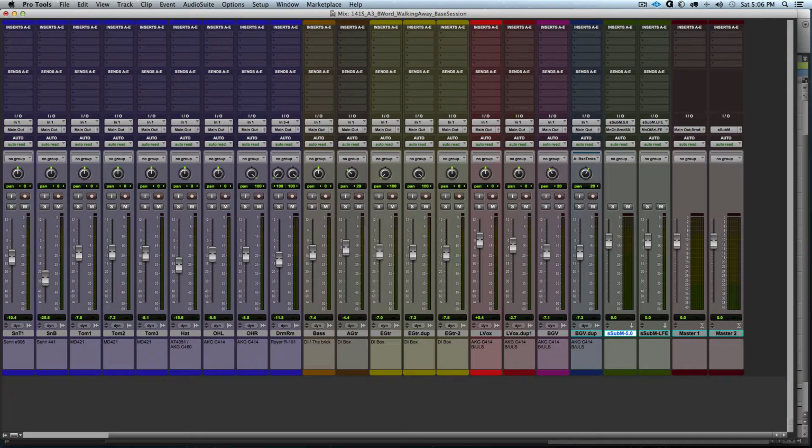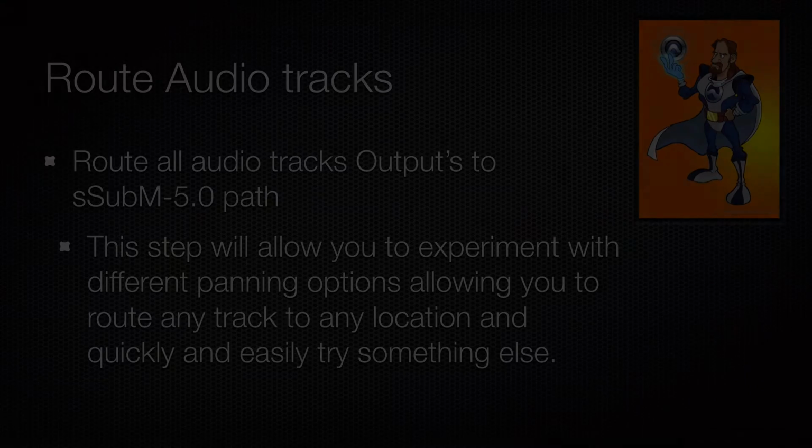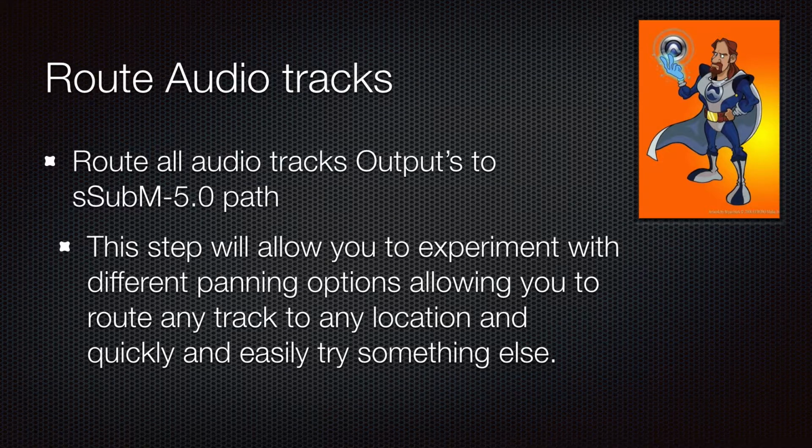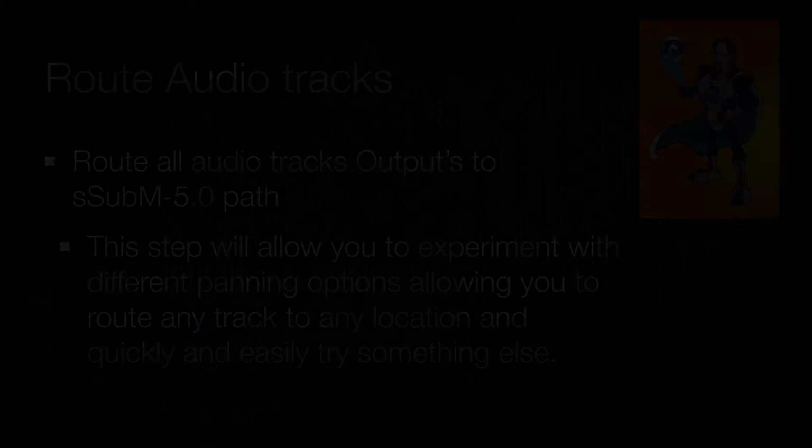And next we'll name those aux inputs so we stay organized: S sub M 5.0 and S sub M LFE. Next thing we're going to do is route all of our audio tracks to this S sub M 5.0 aux input track. And this will allow us to experiment with where we want to place things in the spectrum. So we might want to try the drums up front and guitars to the left and keyboards to the right or whatever it might be.